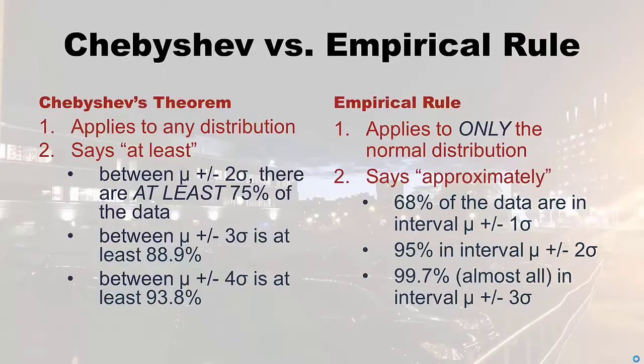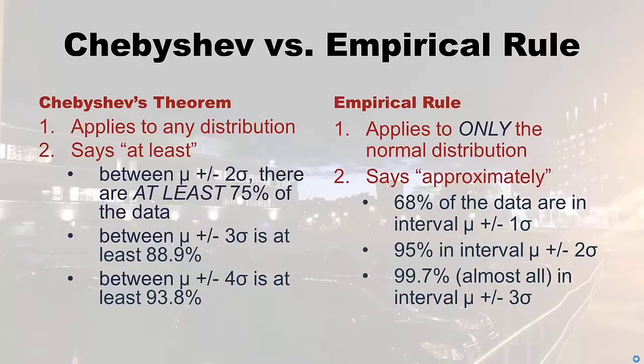So this is what it says, and I'll show you a diagram of it. It says that 68% of the data are in the interval mu plus or minus 1 standard deviation. So mu minus 1 standard deviation all the way up to mu plus 1 standard deviation. 68% of the data are in there. And you'll notice that Chebyshev didn't even say anything about 1 standard deviation. So already we've got something way more useful if we apply the empirical rule, right?